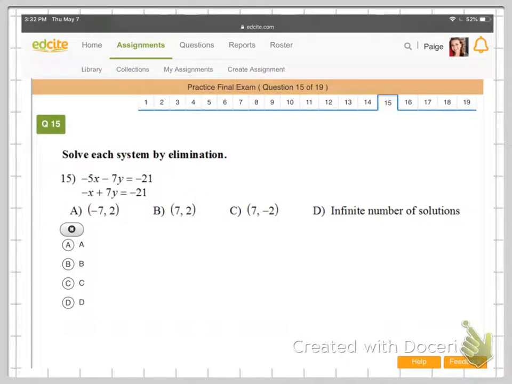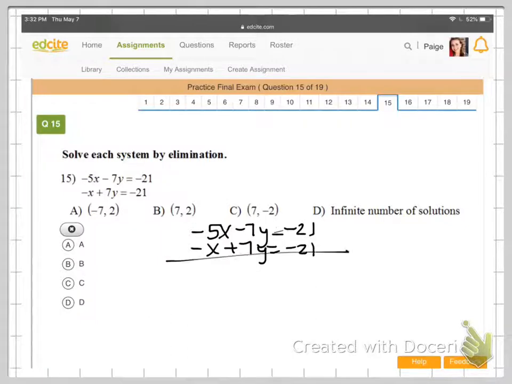Okay, 15 is the elimination ones. So I'm going negative 5x minus 7y equals negative 21. And then negative x plus 7y equals negative 21. Okay, so again, look at your x's, look at your y's, what's going to cancel out, and that will be my y's. So let's go ahead and add down. So negative 5x minus x gets me a negative 6x, and then negative 21 minus 21 gets me a negative 42. We're going to go ahead and divide by negative 6 to get us x equals 7.